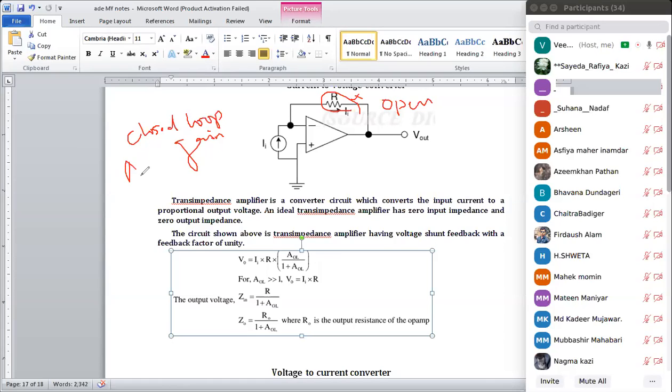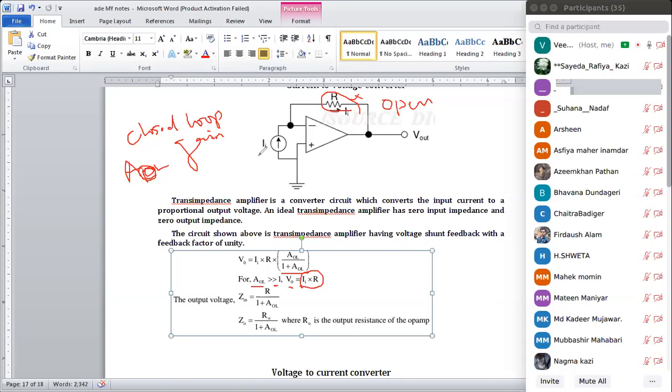Closed loop gain is denoted as AOL. Don't think that OL is open loop; the O is nothing but a circle here. So the closed loop gain that we get from this circuit is AOL divided by 1 plus AOL. Whereas for AOL greater than 1, we will get V naught equal to I into R.